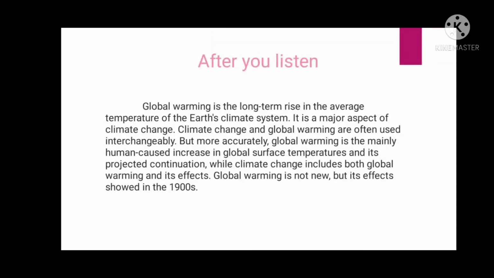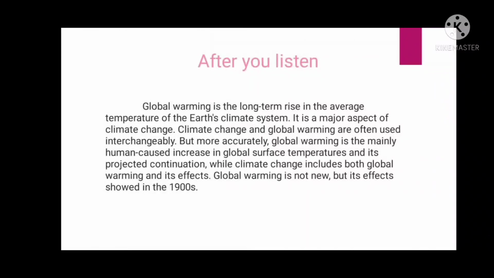Global warming is the long-term rise in the average temperature of the Earth's climate system. It's a major aspect of climate change, and climate change and global warming are often used interchangeably. That means when we say climate change, we are also emphasizing the fact of global warming, that the Earth is becoming warmer due to CO2 gas emissions in the air. That means air is polluted. But more accurately, global warming is the mainly human caused. Of course, who is responsible for global warming? Mainly, we are talking about human beings.